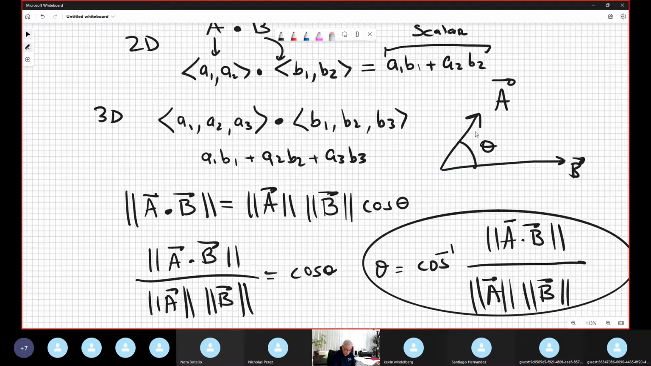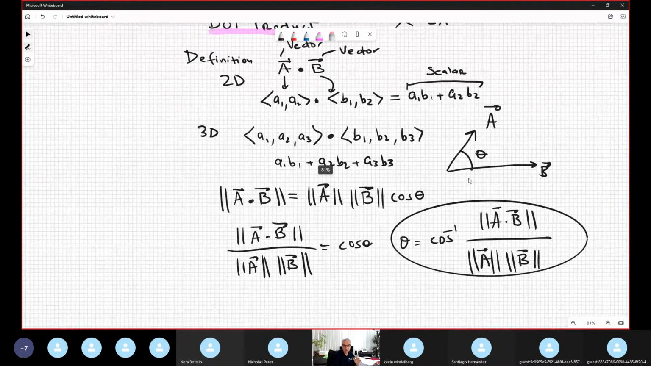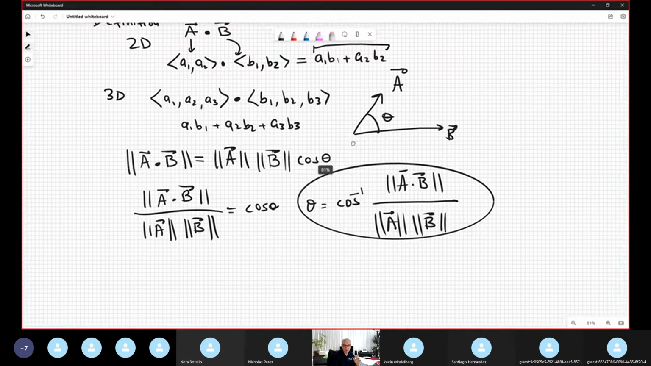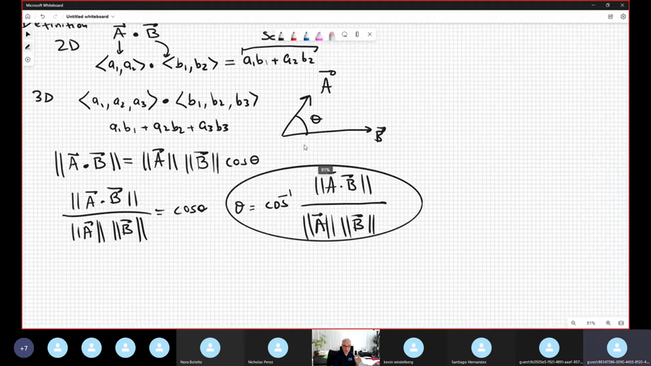Let's see some examples in 2D and then switch to 3D. But slow down, because it's a little bit complicated to understand this. Do you follow me so far? This is the theoretical part, right?